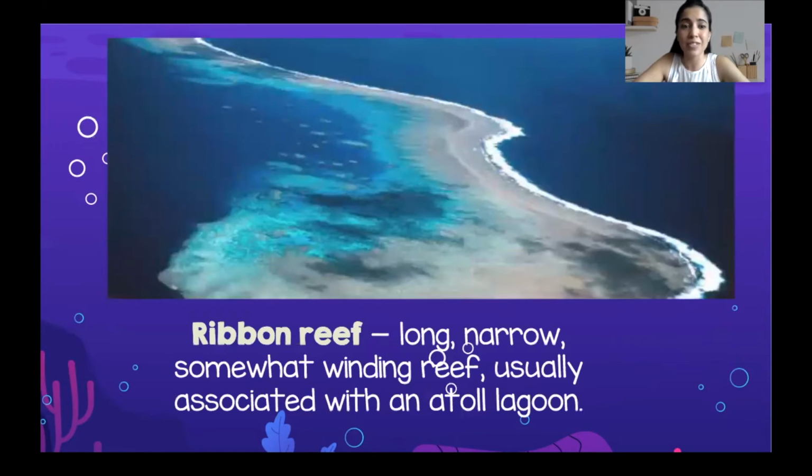This kind of reef is called a ribbon reef. These are long and narrow and somewhat windy reefs. They usually are associated with an atoll lagoon.